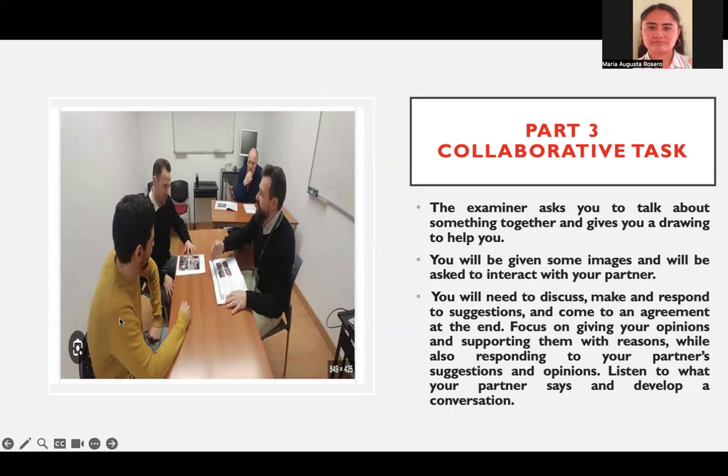And then the two candidates are over here, opposite the main one. And well, this is what you get, no? You get a drawing, and based on that drawing, you have to continue doing this thing. You will be given some images and will be asked to interact with your partner. You will need to discuss, make, and respond to suggestions and come to an agreement at the end. This part is essential, don't forget.